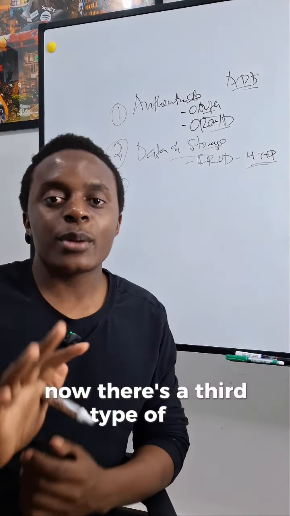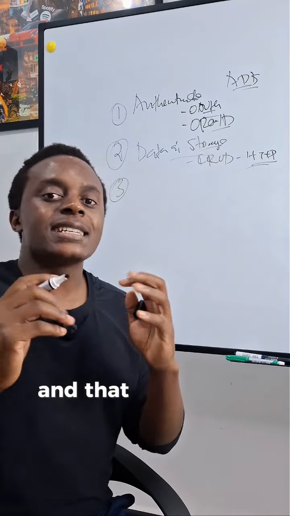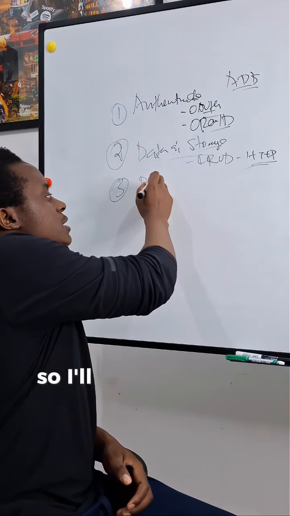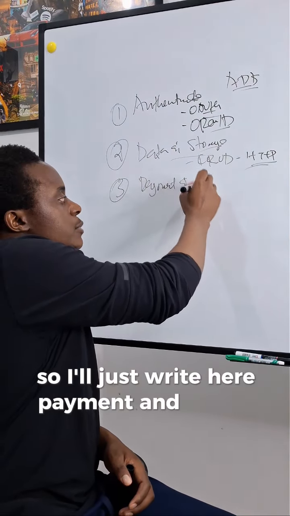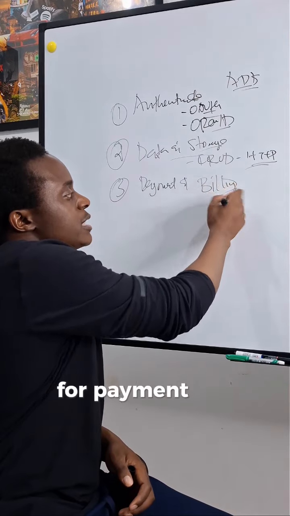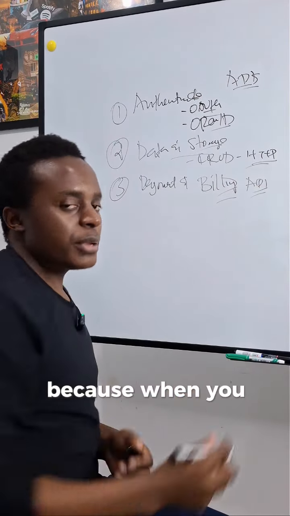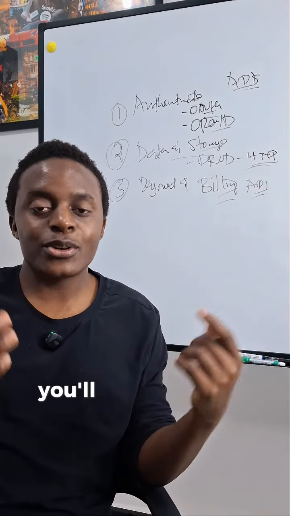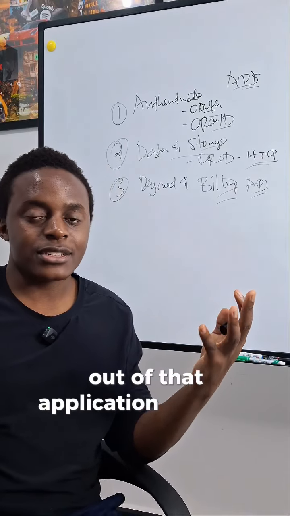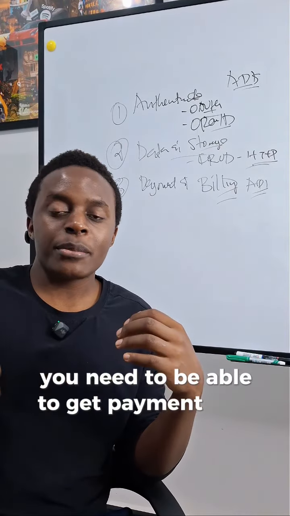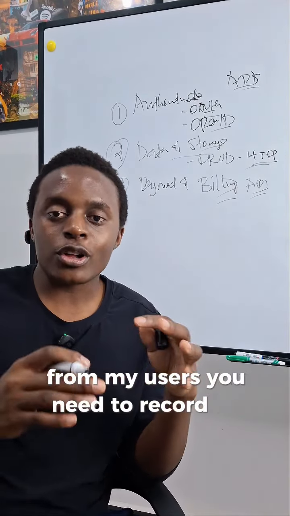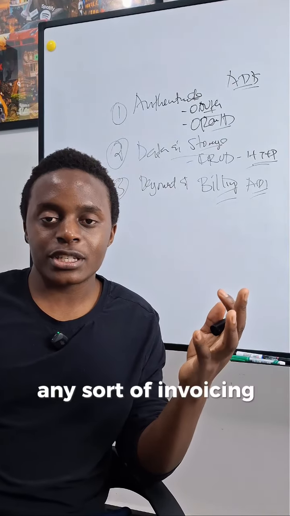Now, there's a third type of API that you also need for your application, and that is payment and billing APIs. So I'll just write here payment and billing APIs. Because when you build an application, for the most part, you'll always need a way to make money out of that application that you're building. You need to be able to get payment from your users. You need to record all this payment. You need to do any sort of invoicing that you need to do.